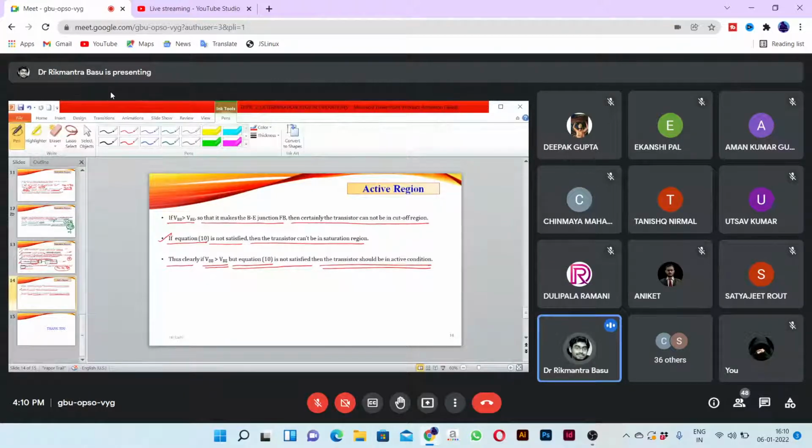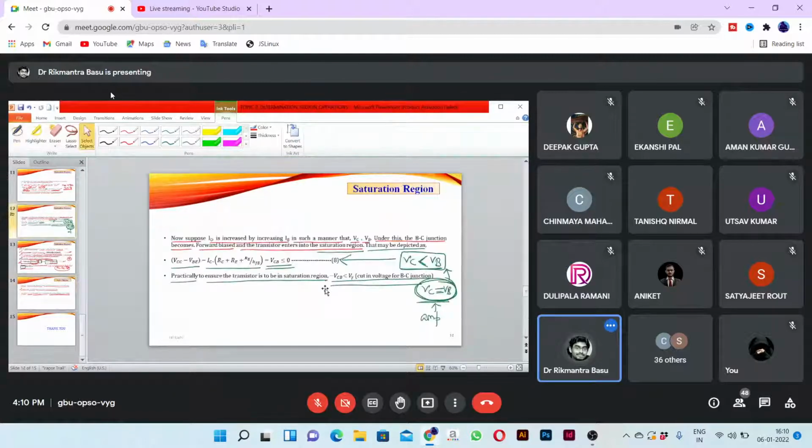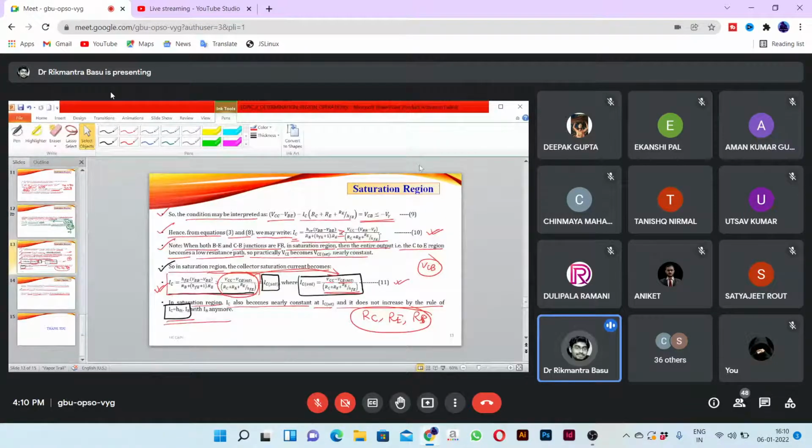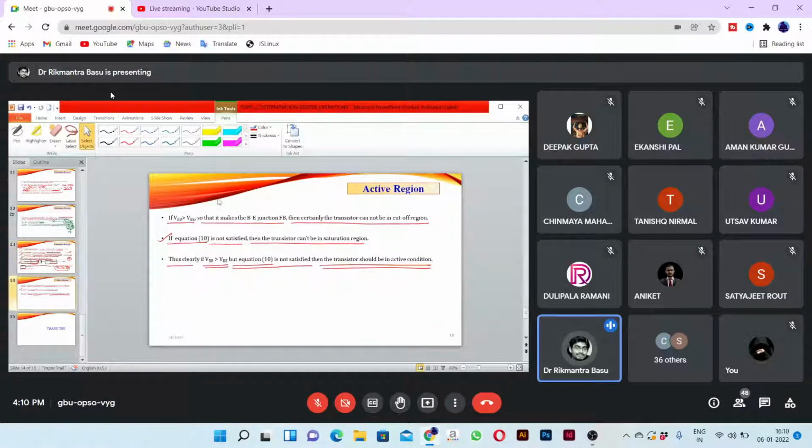Cutoff region is very easy. You can immediately tell by checking the VBE values. The complications come when it is the active or saturation region. So you have to directly calculate equation 10 and equation 9 or equation 11. And from these, you will be in a position to tell whether your transistor is in the active region, the saturation region, or the cutoff region. So this is from the very basic thing.